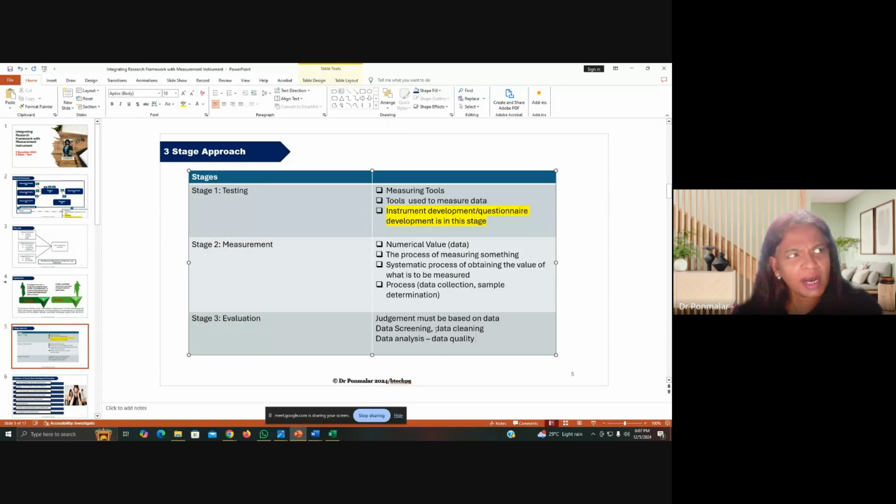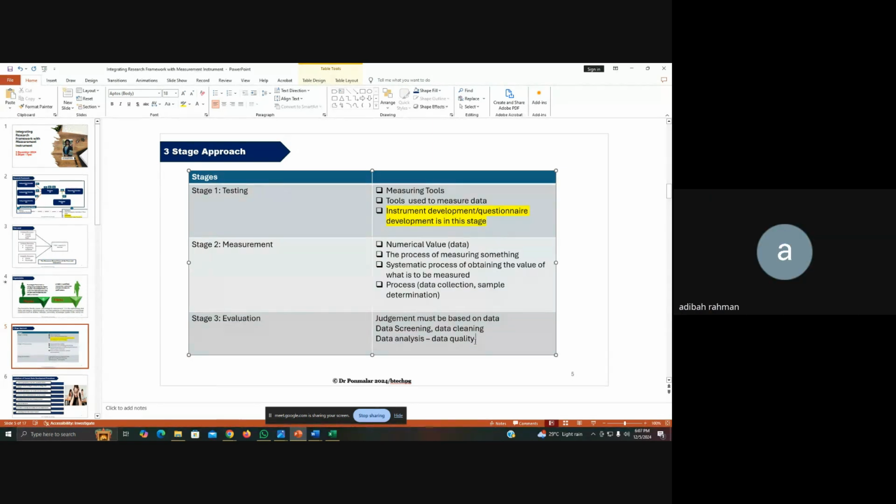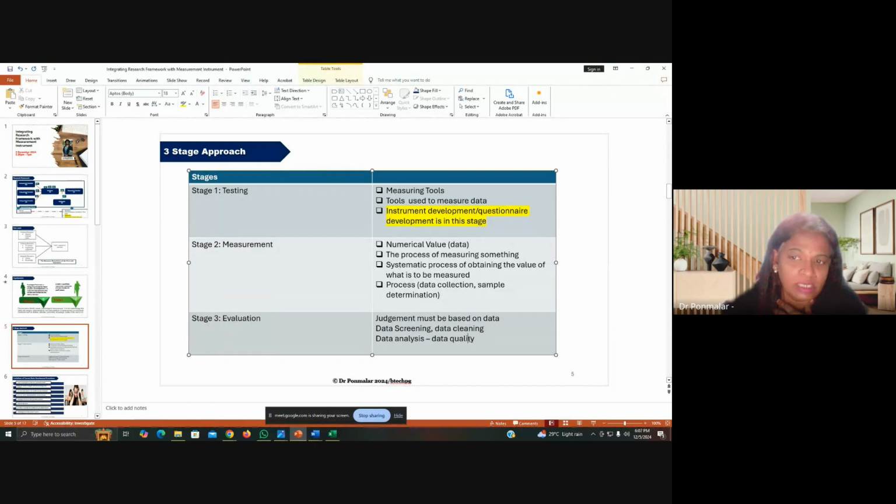So how do I tell that my data quality is not so good? What did I do? I followed all these steps. I developed the instrument based on my framework, and everything was done accordingly. But why is my data quality not good? Have you thought about it? Maybe the respondent is not right. There are many things which impact your data quality. It's not just one thing.